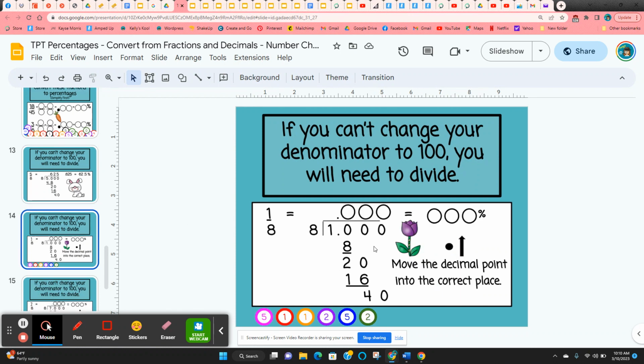Slide 14, part of it's already done for them. So 8 goes into 10. And be a little bit careful with these smaller number chips. Make sure they're clicking on the edge. So 8 goes into 10 one time. If they multiply, they get 8. Subtract 2, bring down a 0. Now 8 goes into 20 two times.